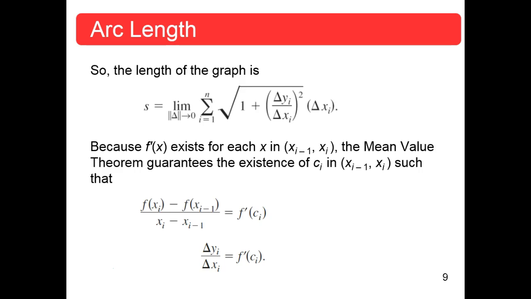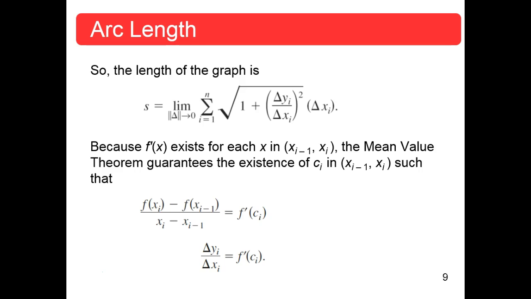The summation from i equals 1 to n of the square root of 1 plus delta y sub i over delta x sub i, squared, times your delta x outside the radical. This is what that is. The derivative f prime of x exists for every x in that interval. That's what we assumed to begin with. The mean value theorem guarantees the existence of c sub i, some center value in that interval, such that that is indeed going to be your derivative.